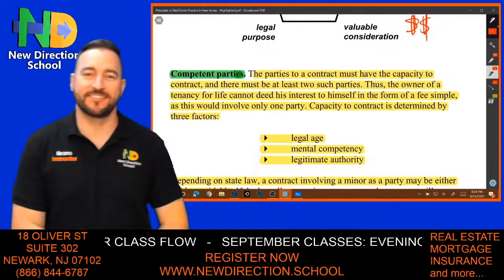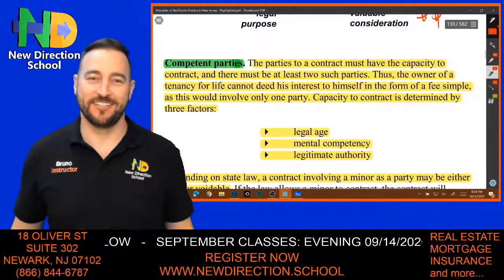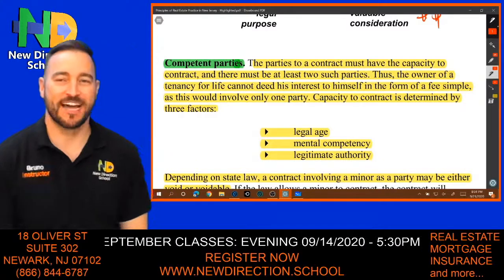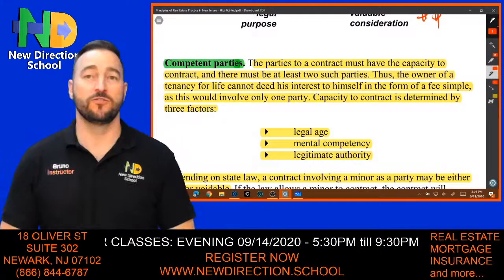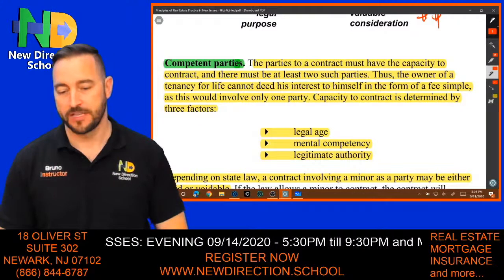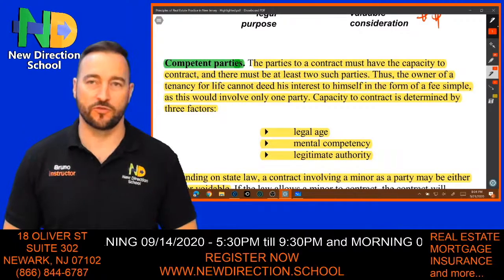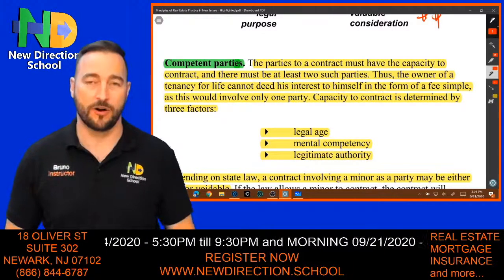Anyway, so back to this. Competent parties. What does it mean to be competent? It's 2020. Anything can happen nowadays, right? The parties must have the capacity to contract, and there must be at least 2 such parties, obviously. Thus, the owner of a tenancy for life cannot deed his interest to himself in the form of a fee simple, as it would involve only one party.